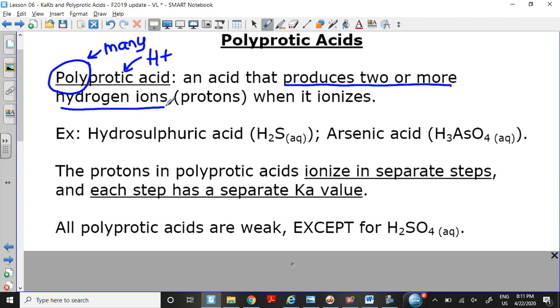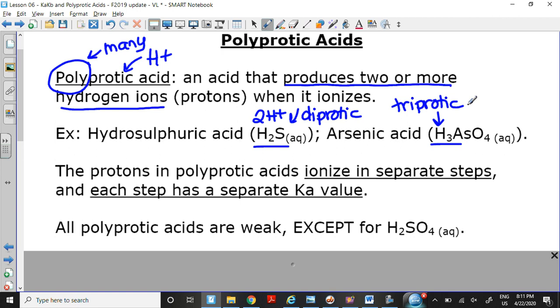There's lots of different polyprotic acids. Here are a couple. Hydrosulfuric acid has 2 hydrogen ions. This one can also be called a diprotic acid. This one's arsenic acid. If you look at its formula, it has 3 hydrogens. If you wanted to be more specific, this one's called a triprotic acid.